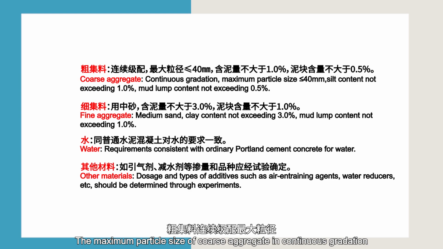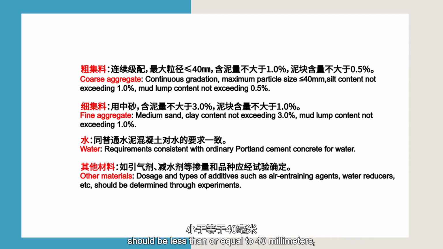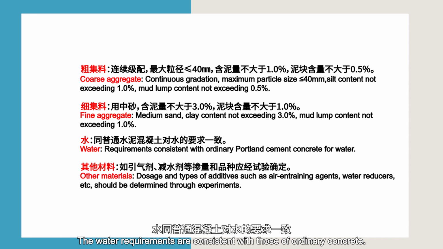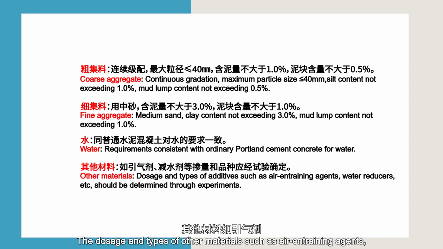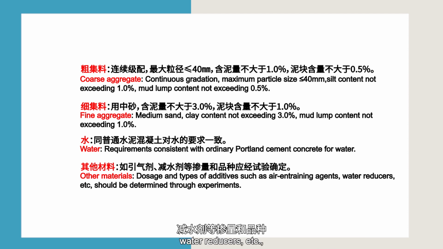The maximum particle size of coarse aggregate in continuous gradation should be less than or equal to 40 millimeters, with a clay content not exceeding 1% and a mud lump content not exceeding 0.5%. Medium sand is chosen for fine aggregate, with a clay content not exceeding 3.0% and a mud lump content not exceeding 1.0%. The water requirements are consistent with those of ordinary concrete. The dosage and types of other materials, such as air entraining agents, water reducers, etc., should be determined through experiments.